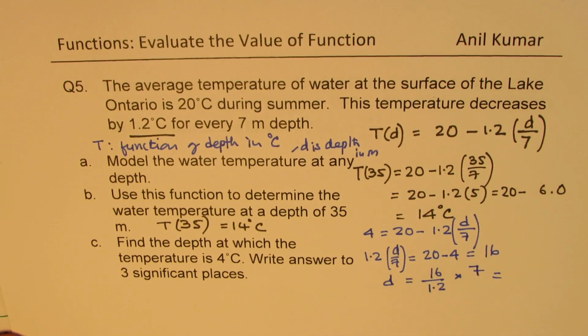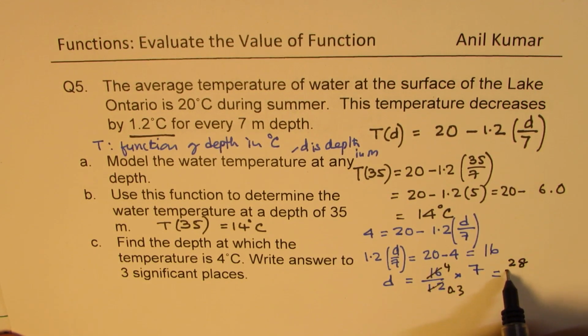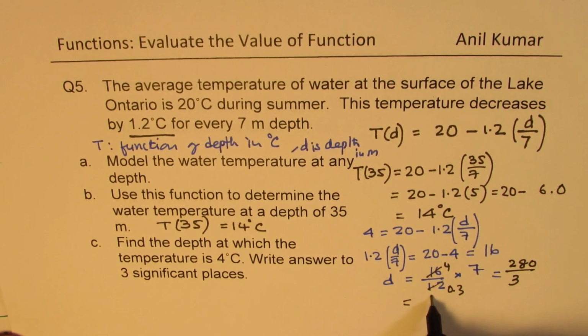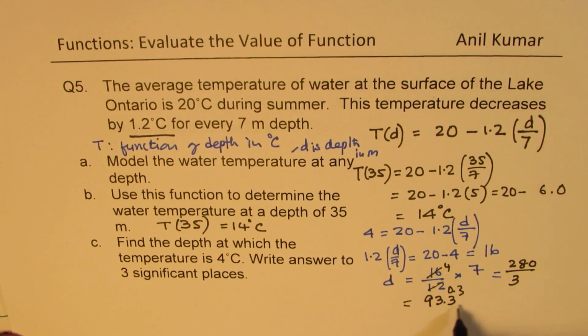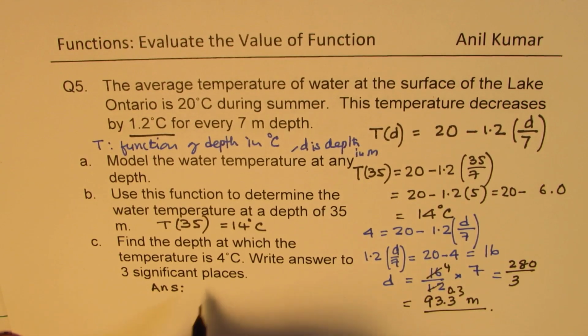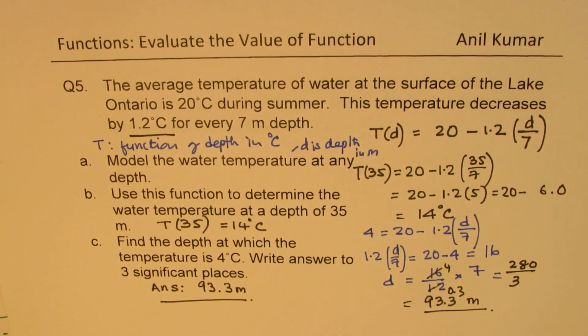So let's calculate. We can divide both by 4. 4 times 4, 4 times 0.3. So we get 28 over, we can write 280 over 3. Is that clear to you? We could do like this, 280 over 3. And now let's divide by 3. 3 times 9 is 27, 10. So we get 93.3 as our answer. And the units will be in meters, correct? So our answer here is 93.3 meters. So that becomes the depth of water at which the temperature will be expected as 4 degrees Celsius.